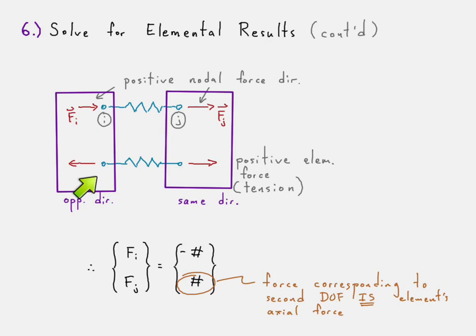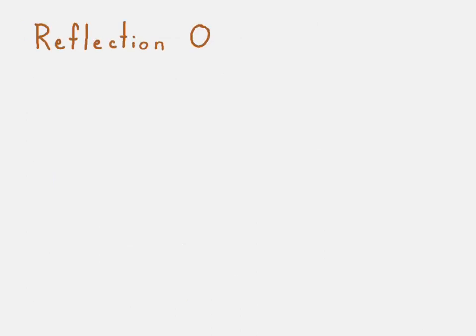And so that means on the left node, or the first node defined, it's going to be going in the left direction, and the right node, or the second node, is going to be going in the right direction. And so we just want to emphasize that it's the second value in that vector that is what the element is actually experiencing. Okay, so now we have some reflection questions.